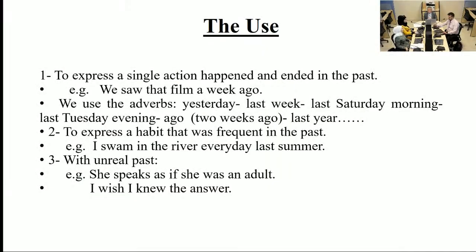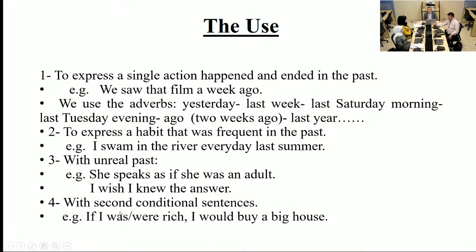With unreal past, as we talked about wish and conditional sentences, this type is the unreal past. When we use the past, but we mean present or future. She speaks as if she was an adult. Yes, she speaks as if she was an adult, but actually she is a kid. I wish I knew the answer, but I don't know, so I wish I knew.